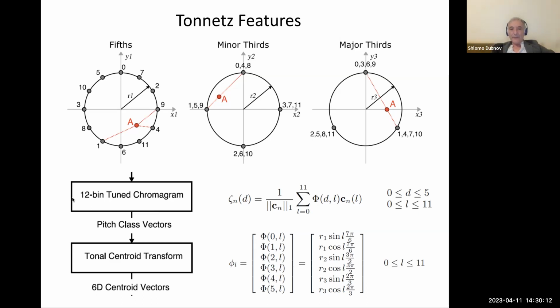Instead of having the 12 pins of the chromagram, it gives you a six-dimensional vector, or a vector of six components, which is the so-called Tonnetz, okay? So here I will just mention what it is, and then we'll devote a whole set of slides explaining what the Tonnetz features are, okay?